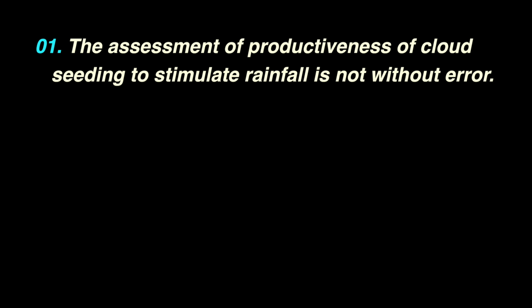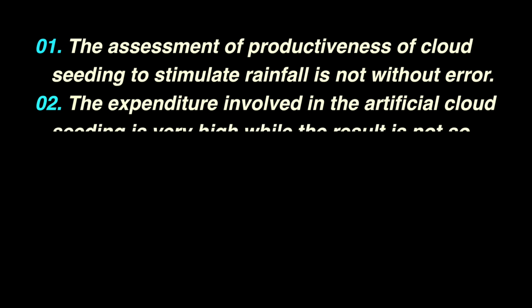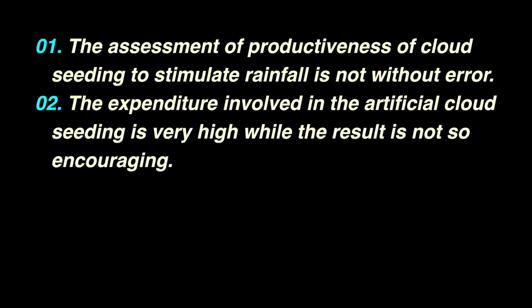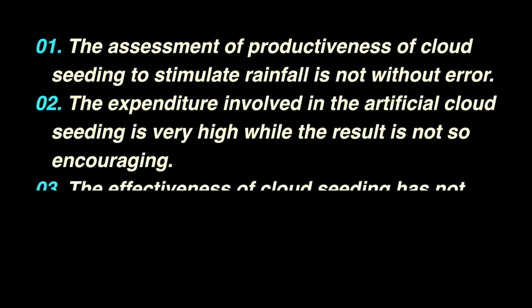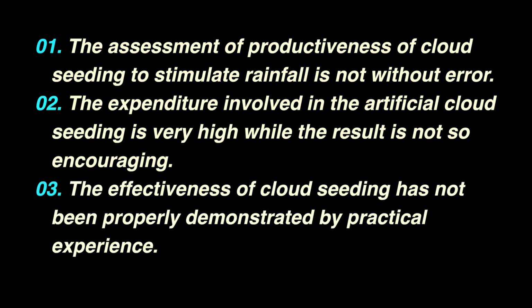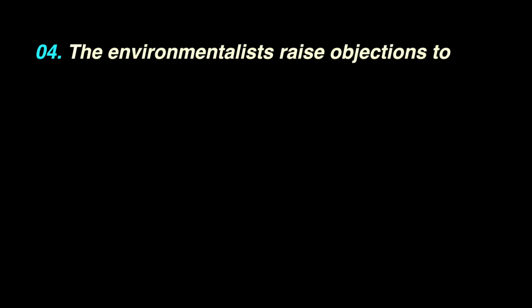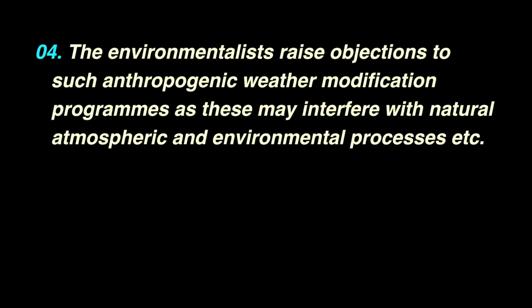The cloud seeding and the intended induced precipitation is also plagued by certain problems. For example, the assessment of productiveness of the cloud seeding to stimulate rainfall is not without error. The expenditure involved in the artificial cloud seeding is very high, while the result is not so encouraging. The effectiveness of the cloud seeding has not been properly demonstrated by practical experience. The environmentalists raise objections to such anthropogenic weather modification programs, as these may interfere with the natural atmospheric and environmental processes.